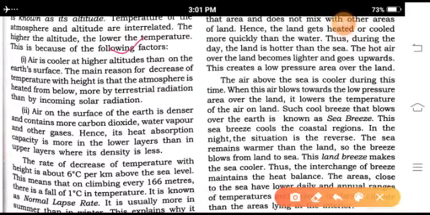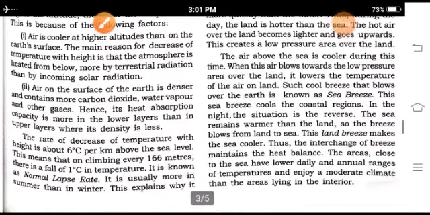The main reason for decrease of temperature with height is that the atmosphere is heated from below, mostly by terrestrial radiation. Air on the surface of the earth is denser and contains more carbon dioxide, water vapor and other gases, and its heat absorption capacity is more in the lower layer.